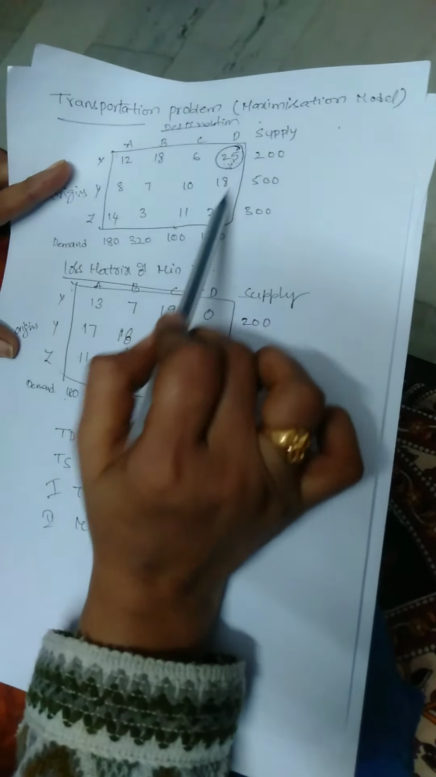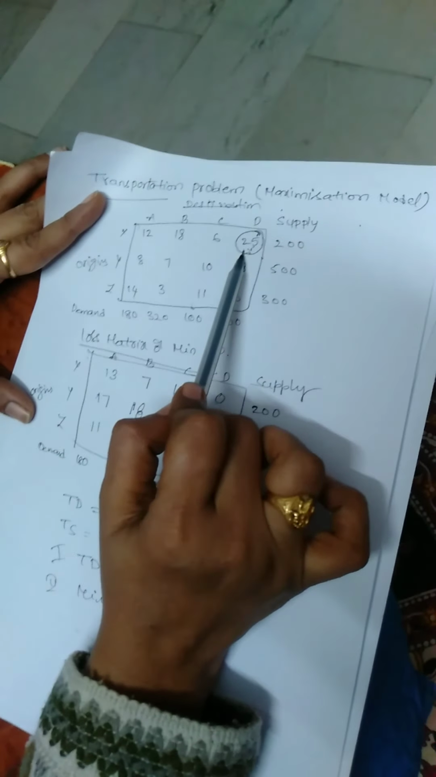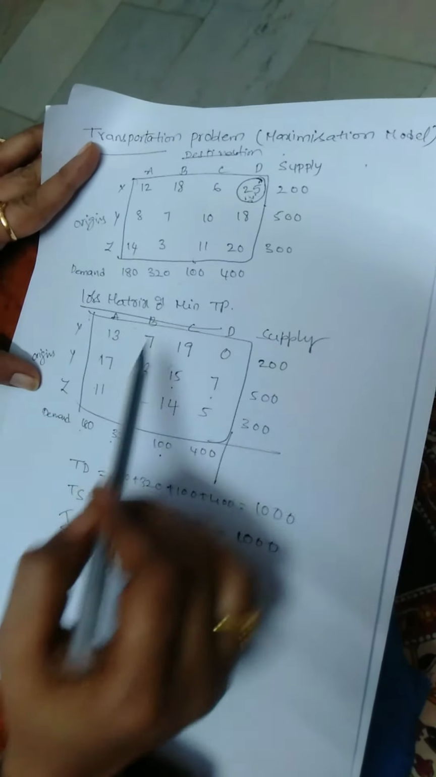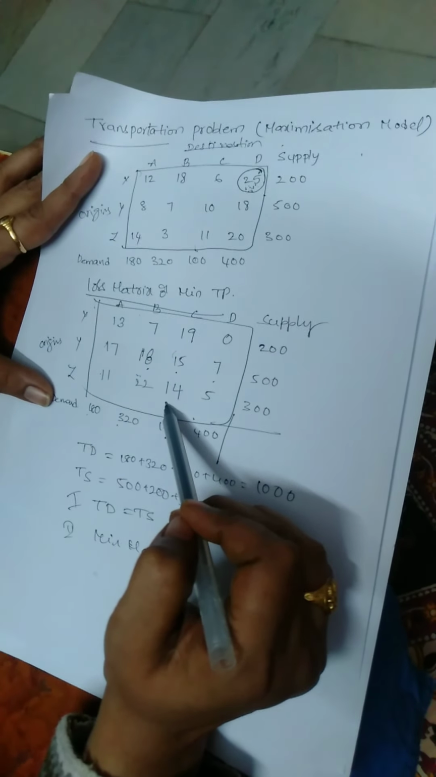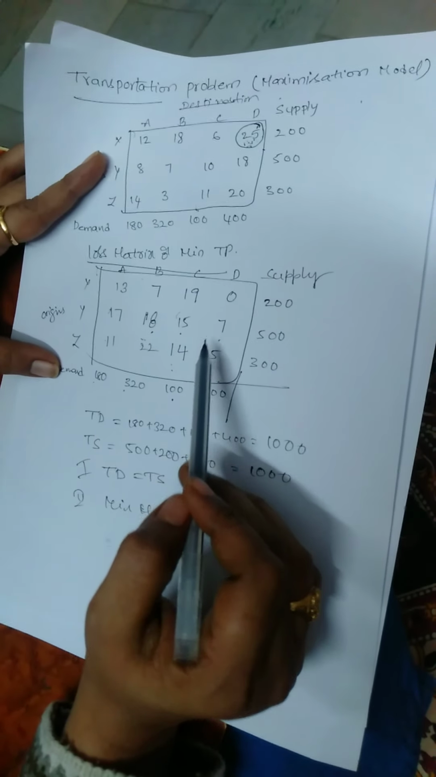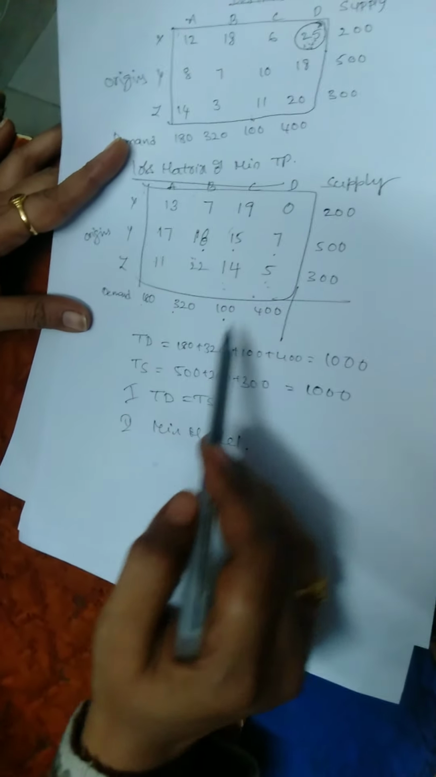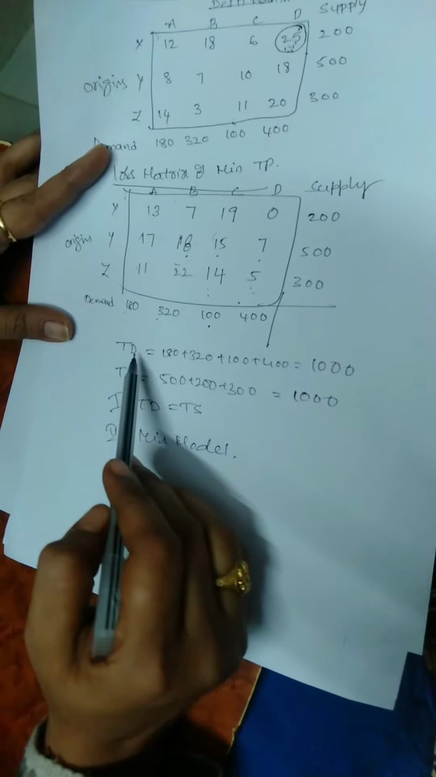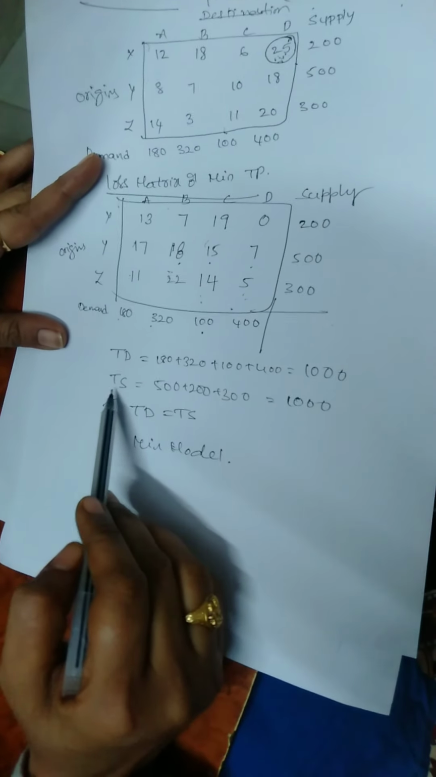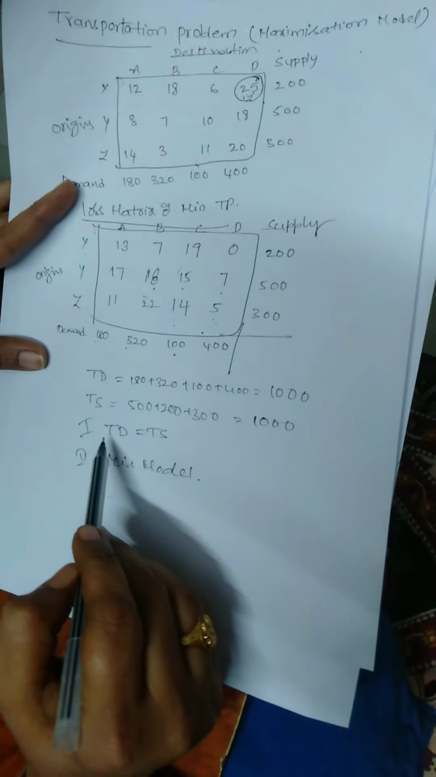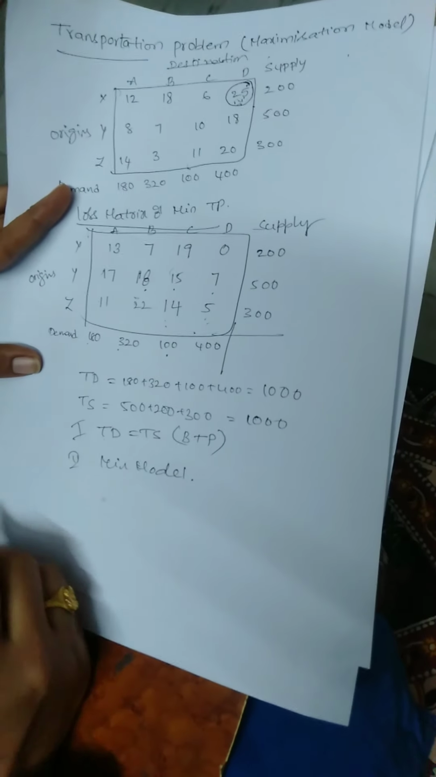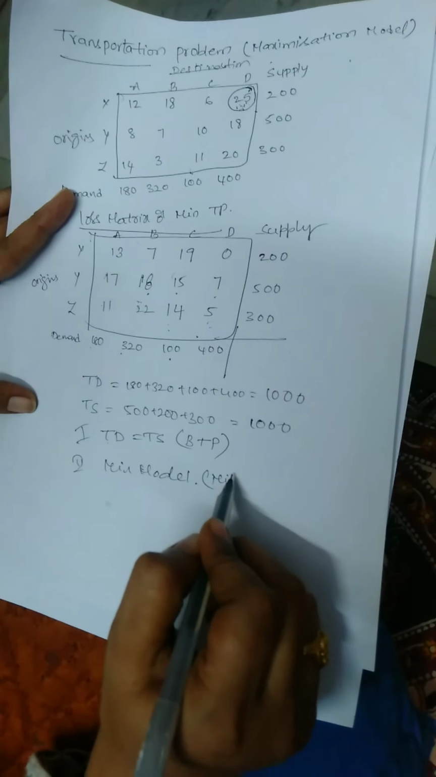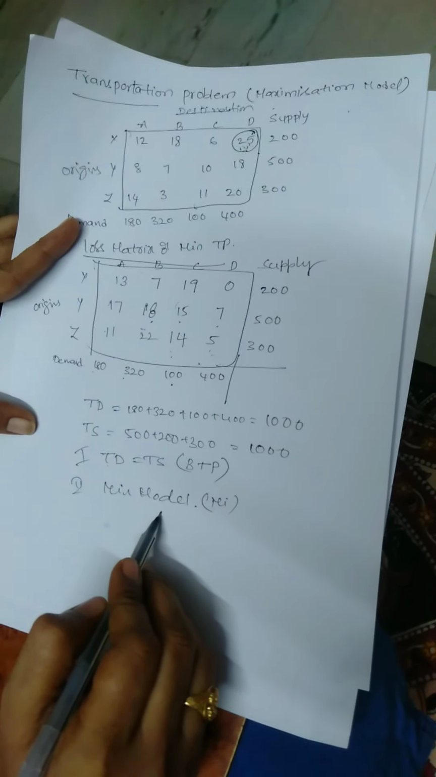So in the given maximization model, the highest element is 25. If we subtract all the elements from this 25, we get the opportunity cost table, the opportunity loss matrix, and it is a transportation problem which is in minimization model. And now let us test whether the problem is balanced or unbalanced. Here total demand is 1000 and total supply is also 1000. Therefore total demand is equal to total supply. Therefore the transportation problem is a balanced transportation problem, and the transportation problem is in minimization model.